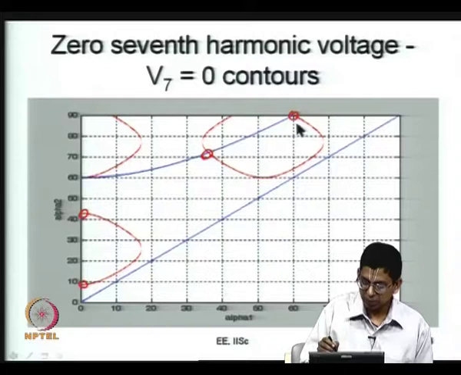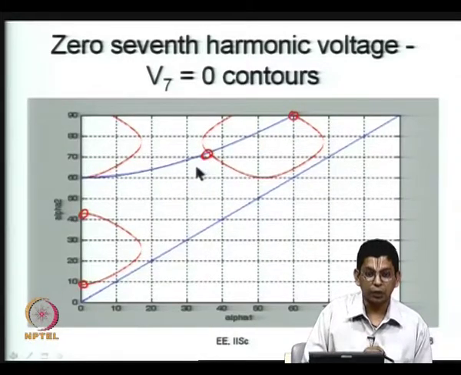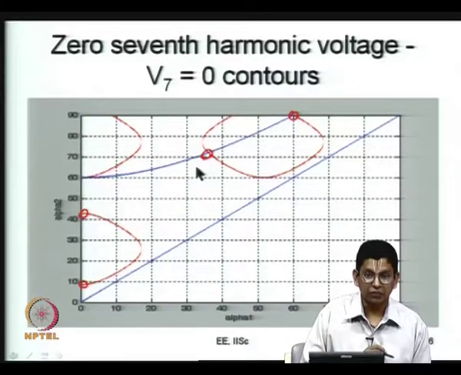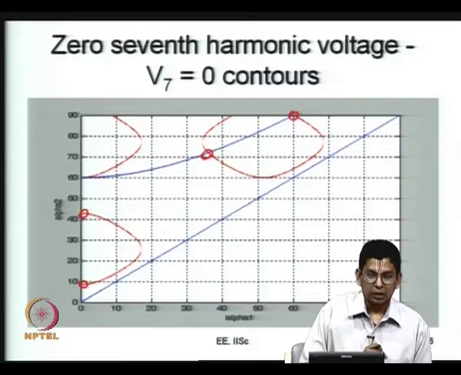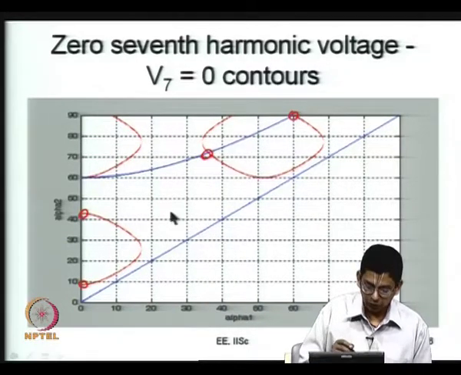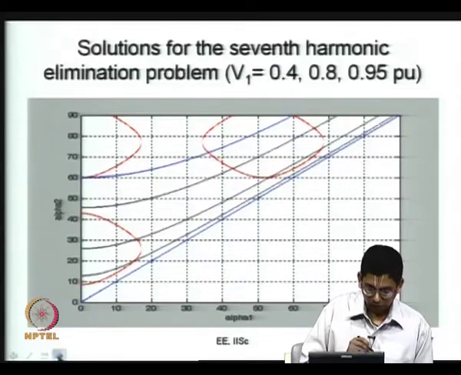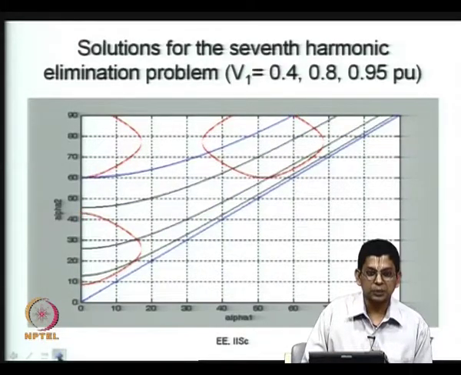So, I would say that I would probably take a point here rather than take a point here when I want to do 7th harmonic elimination, if 5th harmonic is a criterion too. So, beyond certain range now. So, I am trying to illustrate this with certain specific examples.